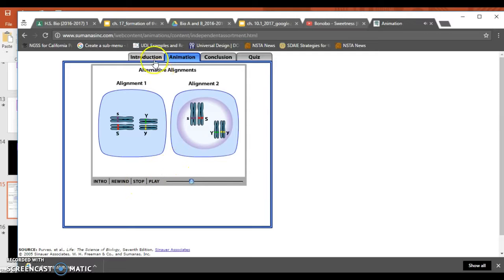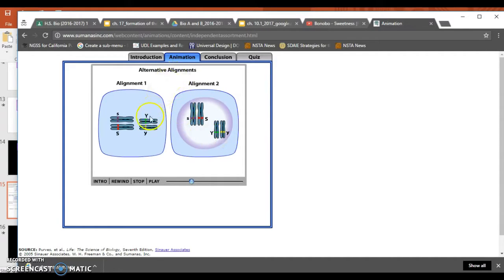All right, right here is where I need to explain. So this says alternative alignments. There's 2 different ways that the chromosomes could be organized in the cell. This is the first possibility, where S's are on this side, Y's are on this side. And another way that they can line up is the S's here, or the chromosomes containing the S gene here, and the chromosomes containing the Y gene down here.